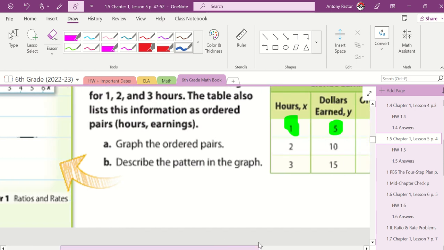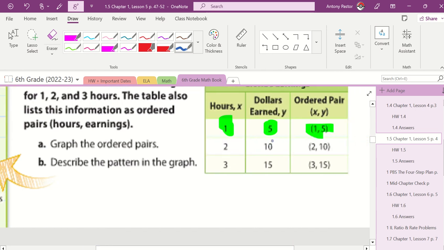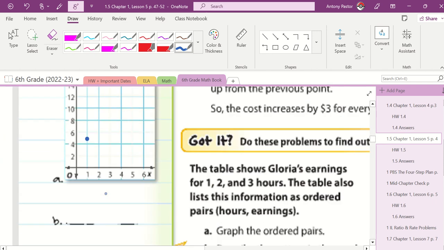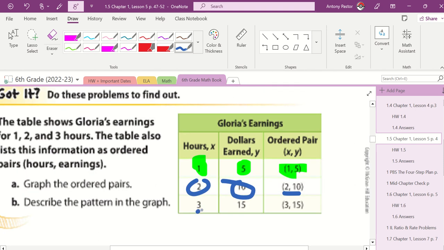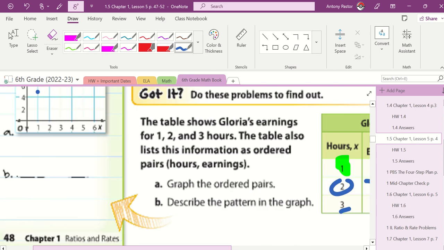My second pair is 2 hours. She makes $10 now, so it's going to go up by 5. So it's going to be 2, 10. We start at 0, 0, go 2 to the right, up to 10, and 10's right there, so I can put my dot right where 10 is. And then we know with 3 hours, it's going to be 15. Yep, 3 hours, 15. She makes $5 an hour.